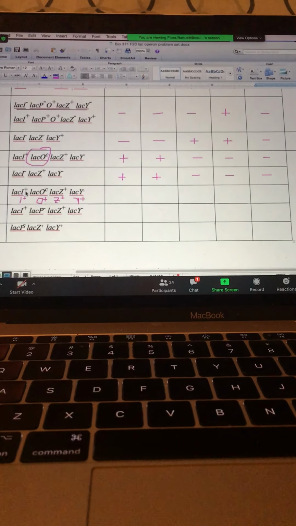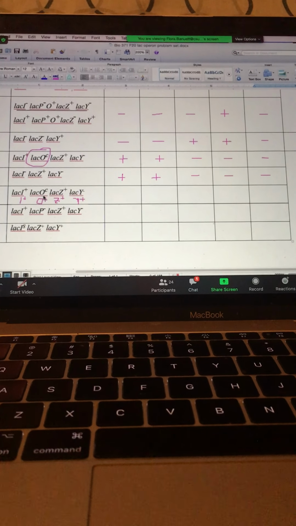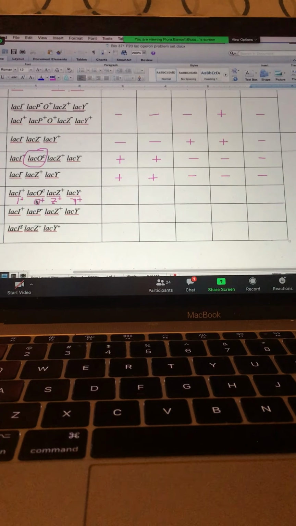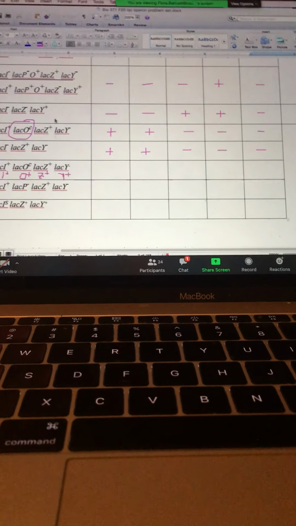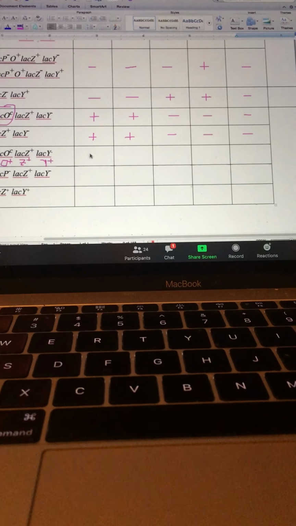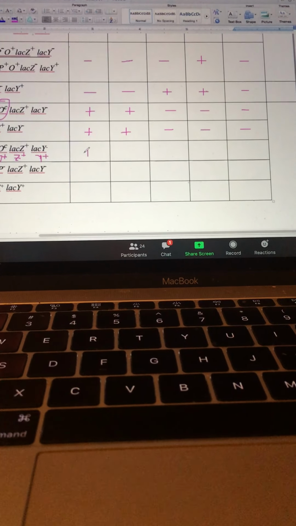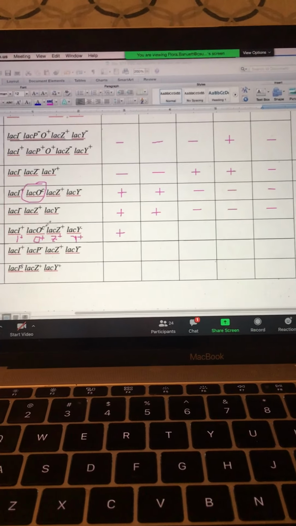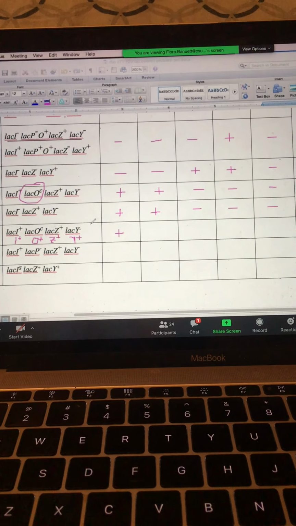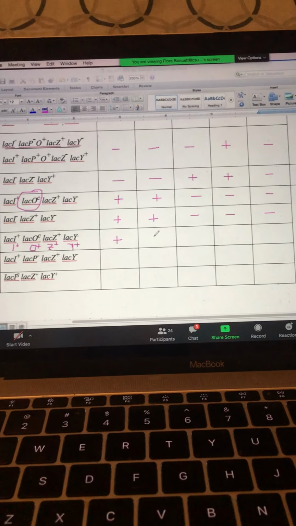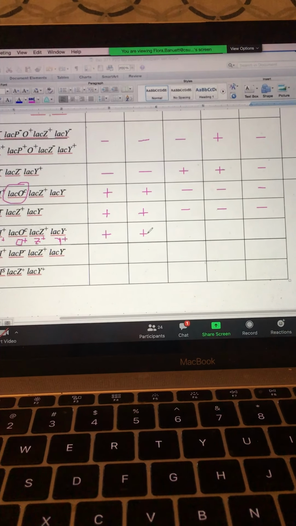lac I plus over lac I plus, O C, O constitutive over wild type operator, lac Z plus over Z plus, lac Y minus over lac Y plus. Okay, so with or without inducer, you have constitutive expression of beta-galactosidase because you have a dominant mutation here regulating this operon on this strand, or this duplex of DNA, so you have plus plus.